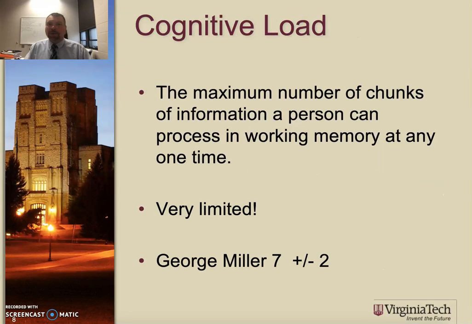It's important to also consider cognitive load. The maximum number of chunks of information that a person can process in working memory at any time is very limited. George Miller said that it was 7 plus or minus 2. More recent research says that it's actually 5 plus or minus 2. You could think of this in terms of how many numbers are in a typical phone number. We can only memorize or hold so much information.